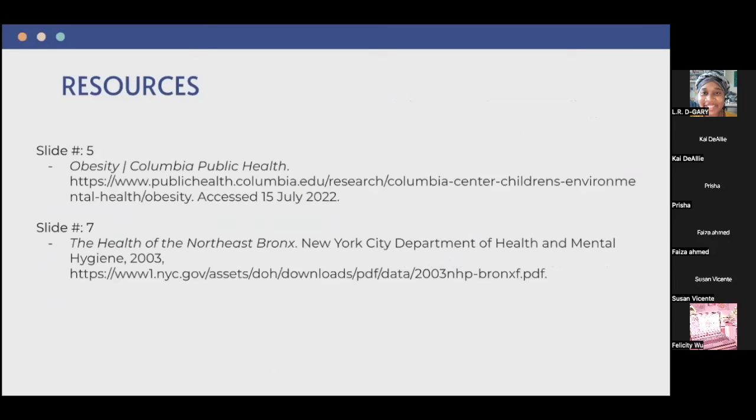Here are our sources: Obesity by Columbia Public Health and The Health of the Northeast Bronx by New York City Department of Health and Mental Hygiene.